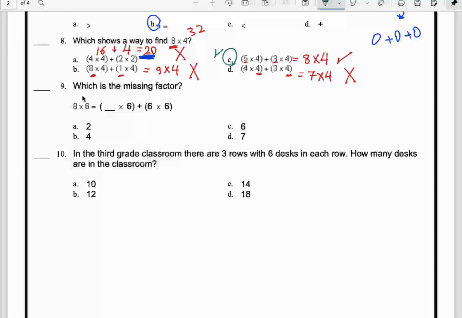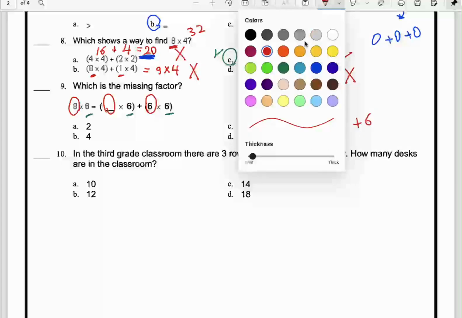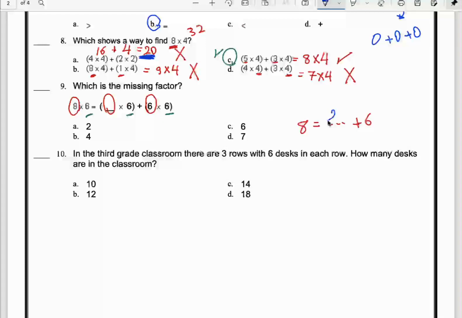In the next question, which is the missing factor? We have here the 6 repeated. This 6 is repeated, so do not break the 6. What should you do? You should break the other one. So break the 8. We have here a space, and here the first is this 6. So the question now is 8 equals what number plus 6? And of course 8 equals 2 plus 6. So the correct choice here is 2, letter A.